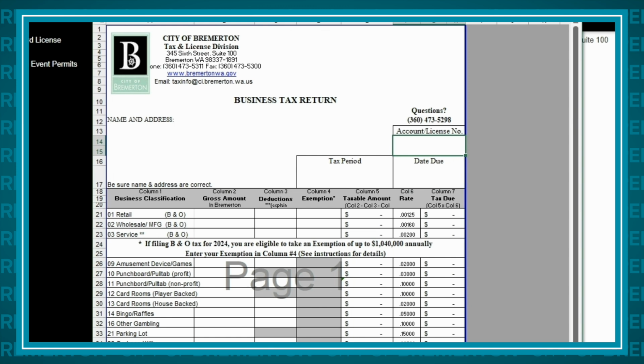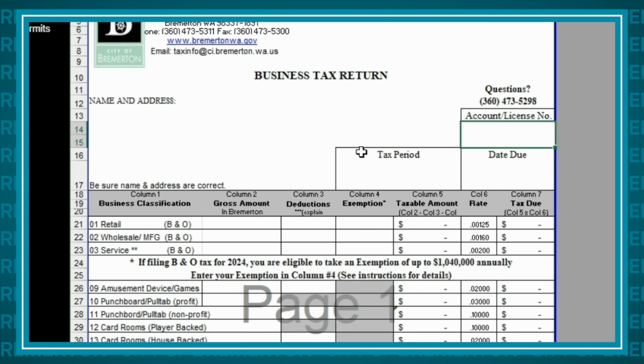Once you have all basic information entered, you're going to want to enter your gross revenue. Your gross revenue will be based on the total income earned by your business within the City of Bremerton. You'll also need to determine your tax classification. Depending on your business activity, this may fall under categories such as retail, wholesale, manufacturing, or service. Additional classifications may apply if you offer specific types of services or utilities. Once you have your gross revenue and determine your tax classification, you're going to enter your gross revenue into the columns under gross revenue. You do not want to use any symbols, such as dollar signs or commas, as the system will input those for you.